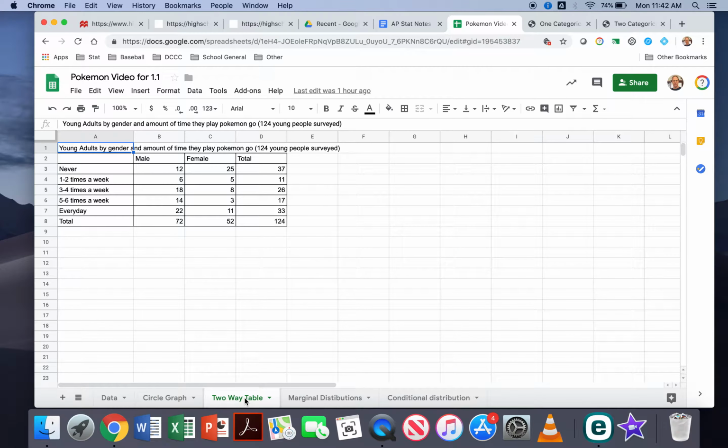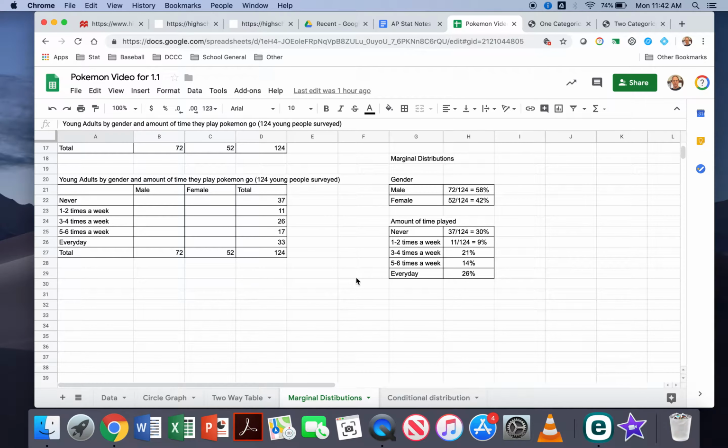What else do we do with categorical data? We put it in two-way tables where, let's say we're interested in 2 different categorical variables, gender and the number of times someone plays in a week. So we want to see if there's an association between these 2 things. So we can start to analyze it first by looking at the marginal distribution, which is the distributions out here. These are marginal distributions in the margin. There's 2 different marginal distributions. I have marginal distribution for gender, then I have it for the amount of time played.